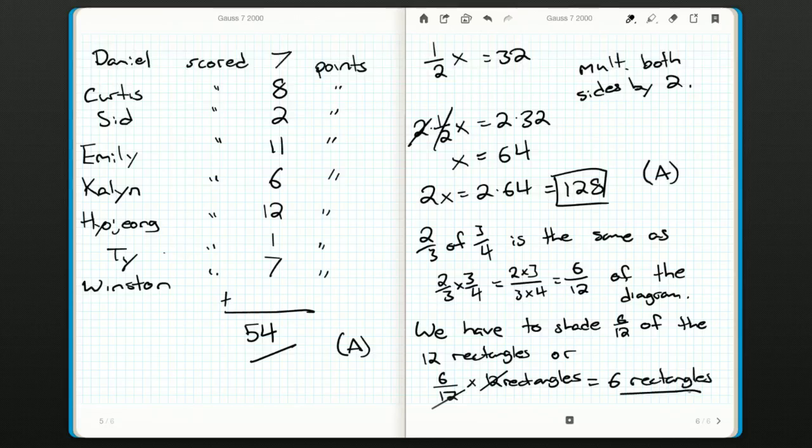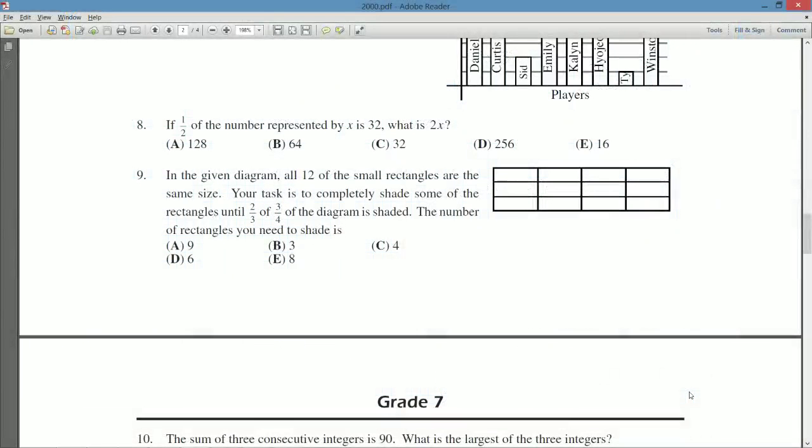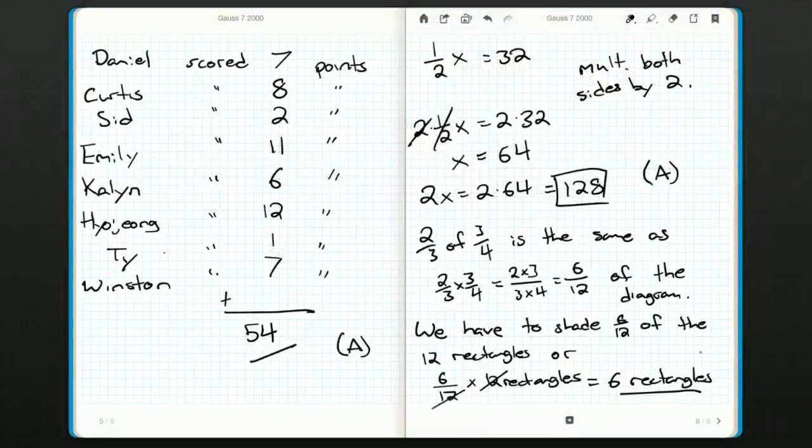Alright, now is 6 rectangles one of our answers? It should be half of the total number of squares is what we're asked for. And yeah, 6 is D. So we bubble in D, we feel confident, and we move on to the last question in part A.